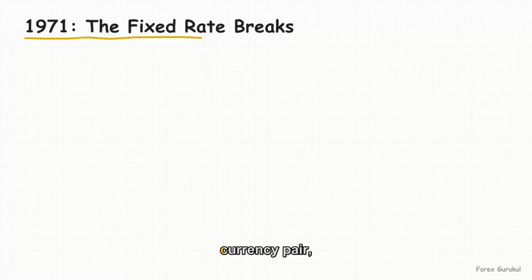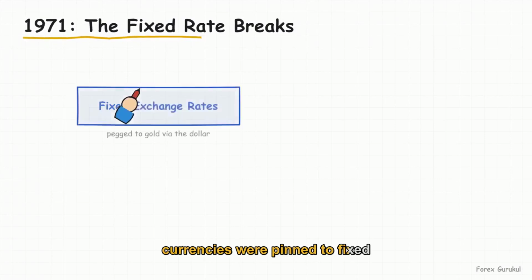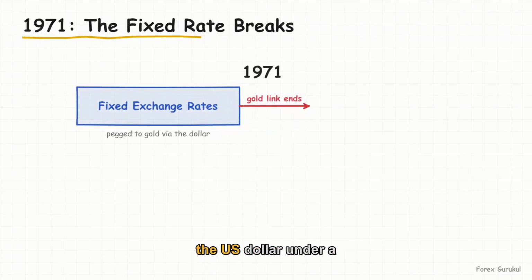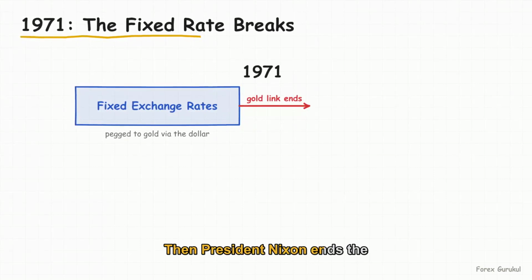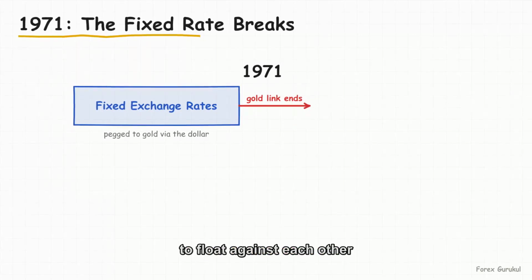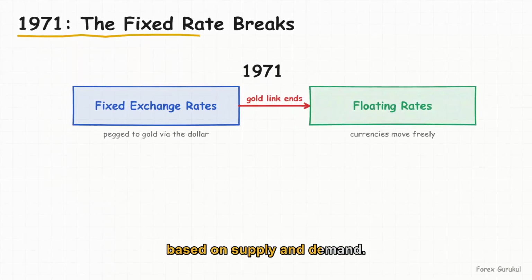Danny's blow-up happened on a currency pair, but the story of why that pair even trades on a screen starts way earlier, in 1971. Up until then, currencies were pinned to fixed rates, tied back to gold through the US dollar, under a system called Bretton Woods. Then President Nixon ends the gold link. The fixed system collapses, and currencies are set loose to float against each other based on supply and demand.